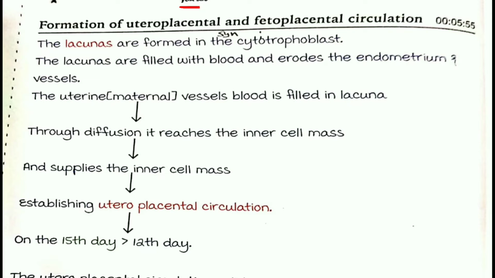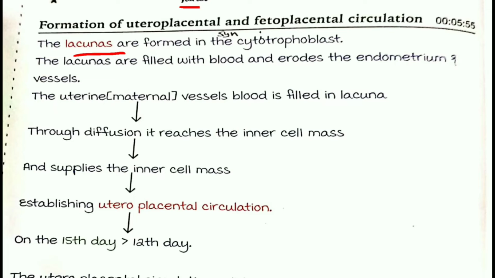So let's look into the formation of the uteroplacental and fetoplacental circulation. Basically, in the syncytiotrophoblast, lacunae are formed. The syncytiotrophoblast is the outer layer, which is multinucleated and not well defined. Lacunae are formed in the syncytiotrophoblast layer. These lacunae are filled with blood, and it erodes the endometrium and vessels. So the blood from the endometrium fills the lacunae.